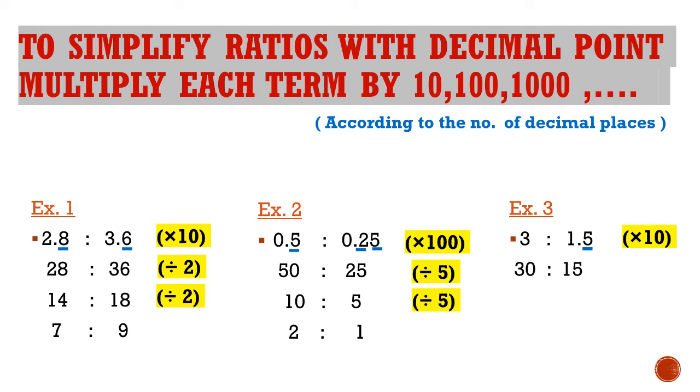3 times 10 equals 30. 1.5 times 10 equals 15. Now we have a ratio between two whole numbers. We start to simplify them. Divide both of them by 5, because the unit of the first is 0 and the unit of the second is 5. 6 to 3. Divide here by 3. We get the simplest form, 2 to 1.